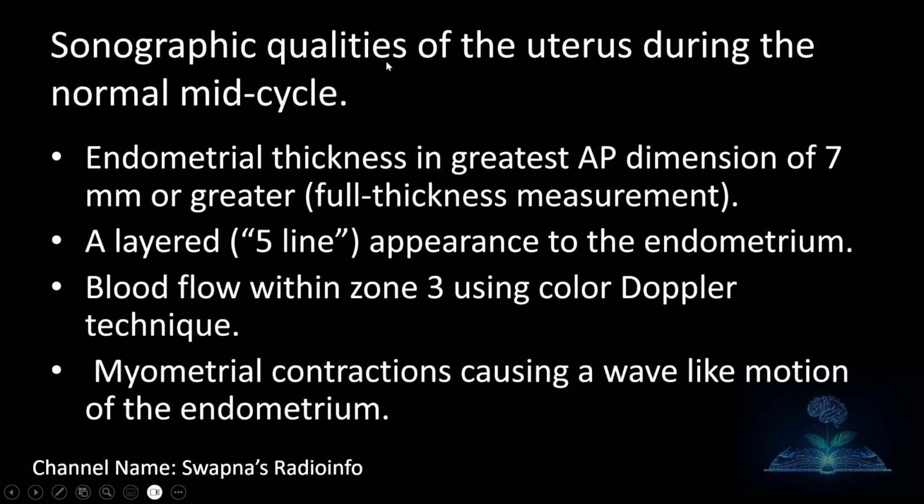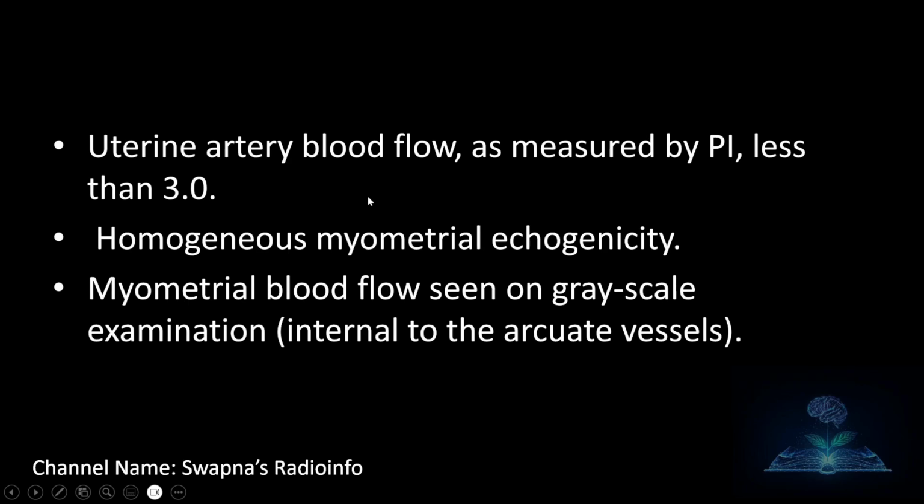Coming to the sonographic qualities of the uterus during the normal mid-cycle: endometrial thickness of 7 mm or greater in the greatest AP dimension, a layered 5-line appearance to the endometrium, blood flow within zone 3 using the color Doppler technique, myometrial contractions causing a wave-like motion of the endometrium, and uterine artery blood flow as measured by PI less than 3, homogeneous myometrial echogenicity, and myometrial blood flow seen internal to the arcuate vessels. So these 7 parameters are very important.